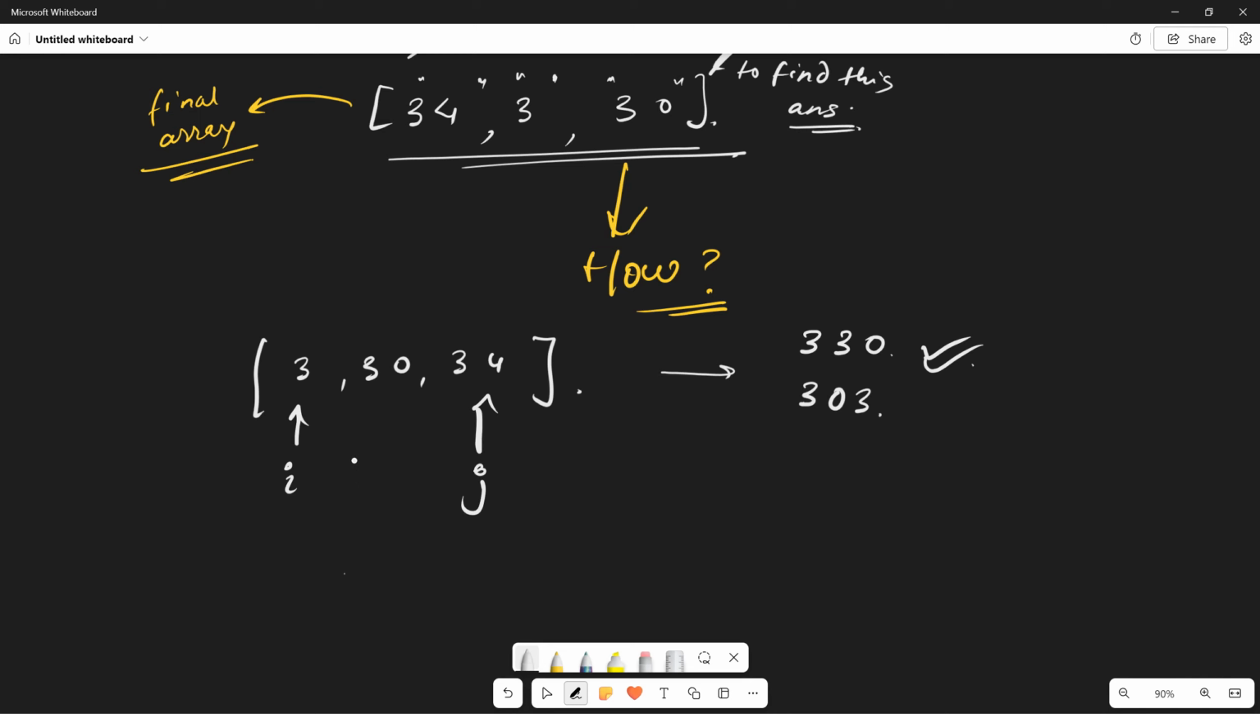Now we will again see that on the ith position and jth position we will concatenate this and form a number. The first one is 334, and if we do it the opposite way it is 343. Which one is greater? 343. So to form the 343, this 34 needs to be at the ith position. So we will swap the values.